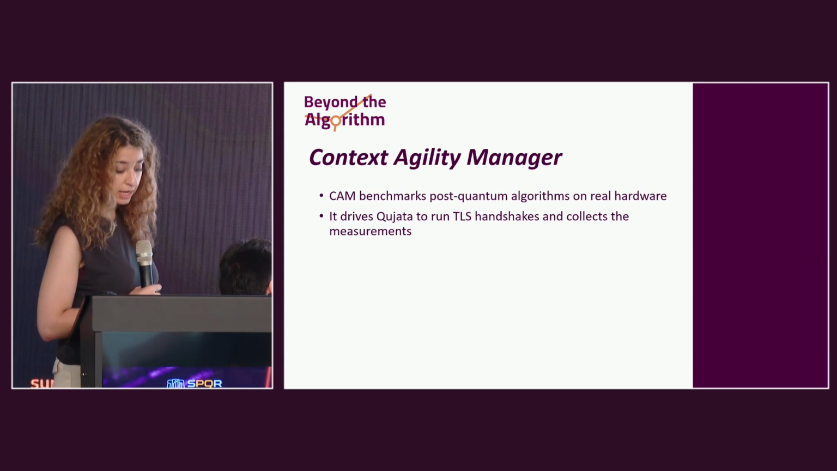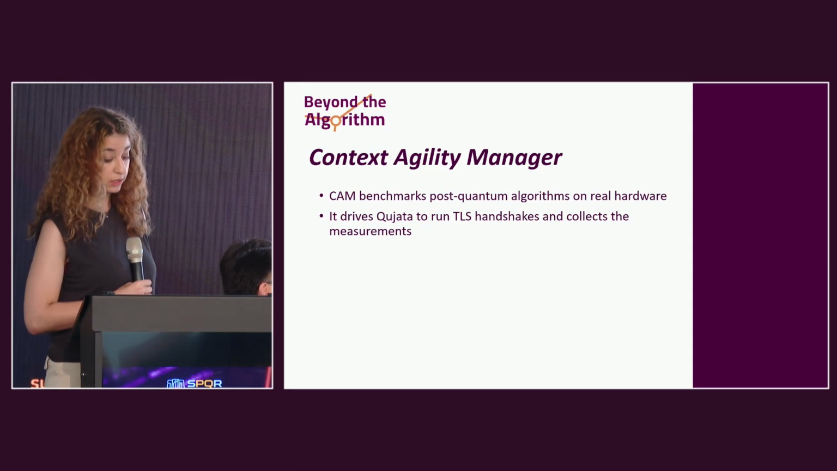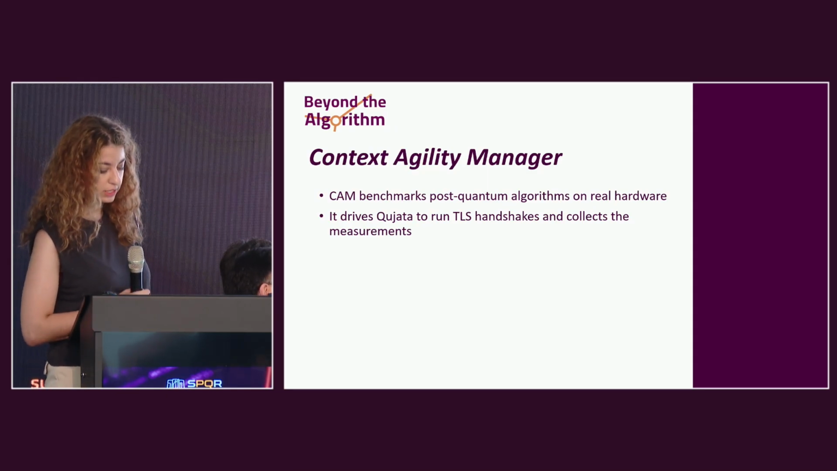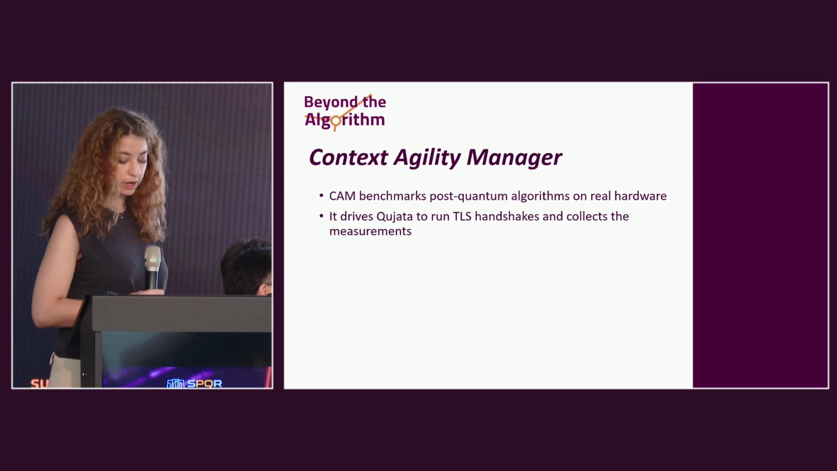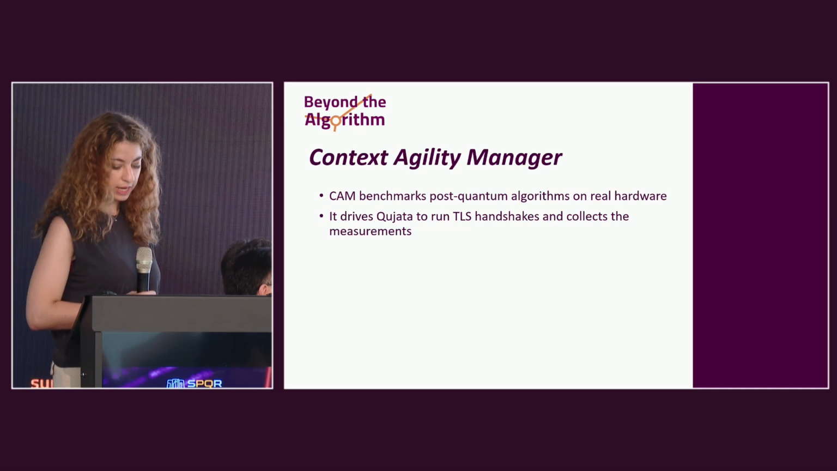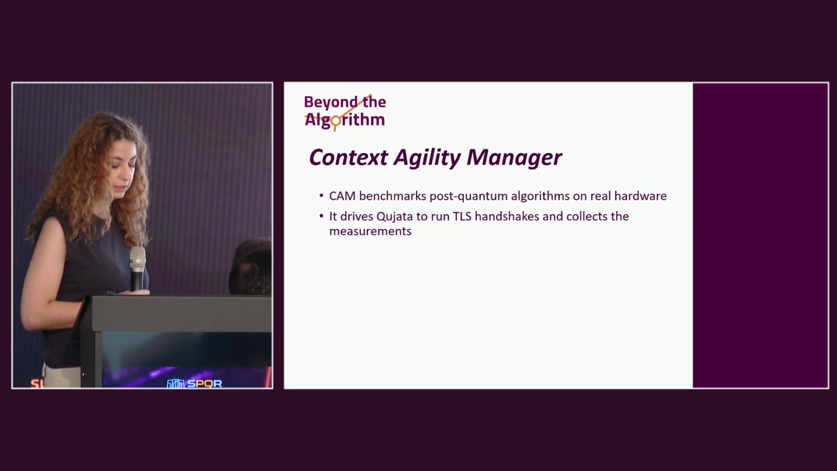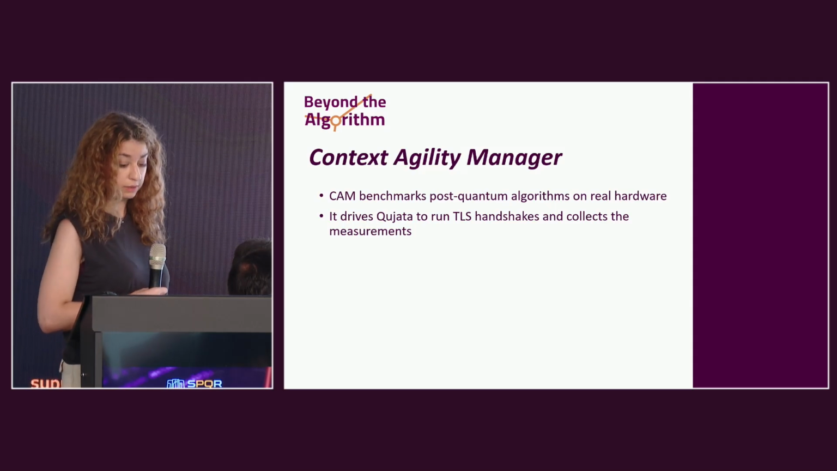Let me explain how the benchmark data is actually produced. The Context Agility Manager is our benchmarking component. It runs NIST post-quantum algorithms on real hardware and collects measurements like handshake time, CPU power consumption, and energy.